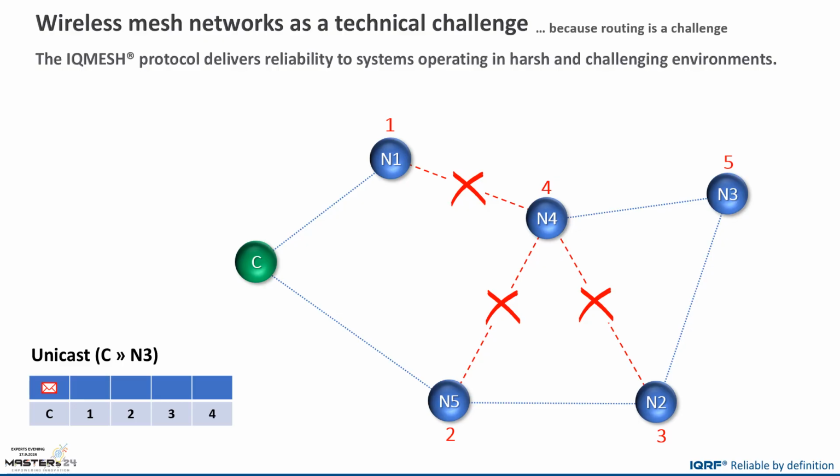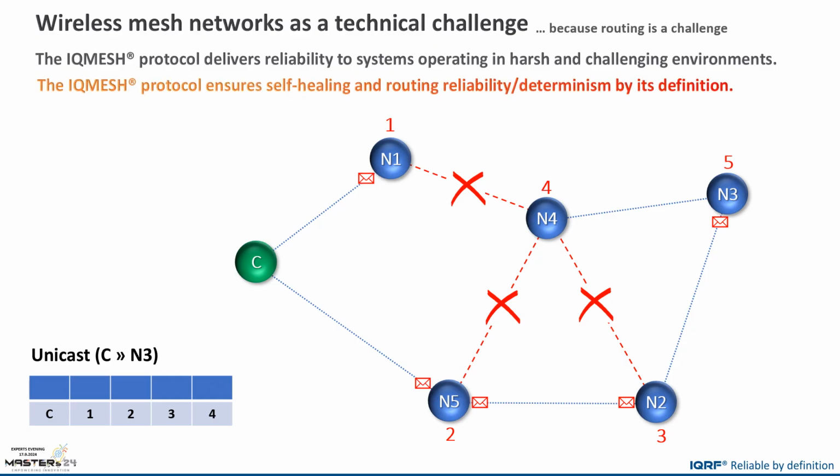The IQMesh protocol delivers reliability also to networks operating in a harsh and challenging environment. On the slide, you see the same network, but with reasonably destroyed topology and connections. Let's see how the IQMesh protocol works in the broken topology. It works exactly in the same way and with equal timing. The IQMesh protocol ensures self-healing and routing reliability by its definition.